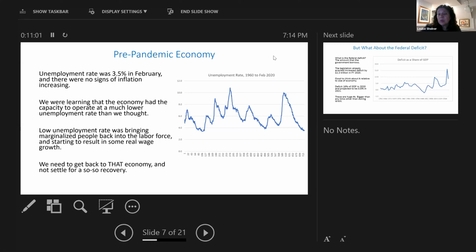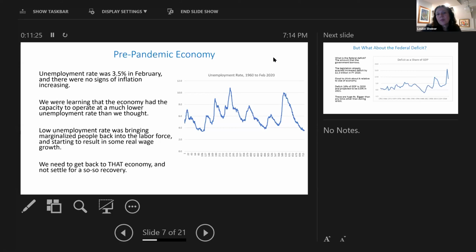And some real wage growth was also starting to happen. So this was a really good thing. It was a good thing to combat inequality in our society. And so it's important to remember that's the goal. We want to get back to that economy. We don't want to say, oh, the unemployment rate's not that high. We don't have to worry about it. We really shouldn't allow ourselves to settle for anything less than that economy.